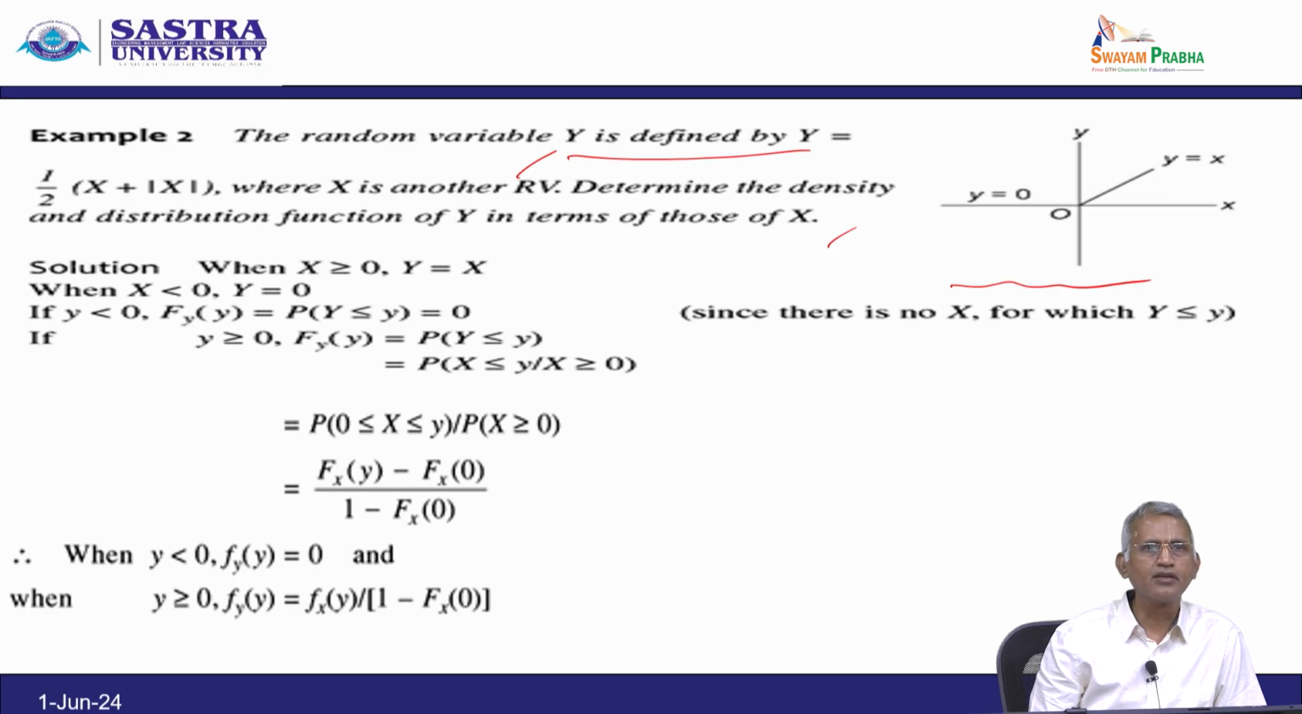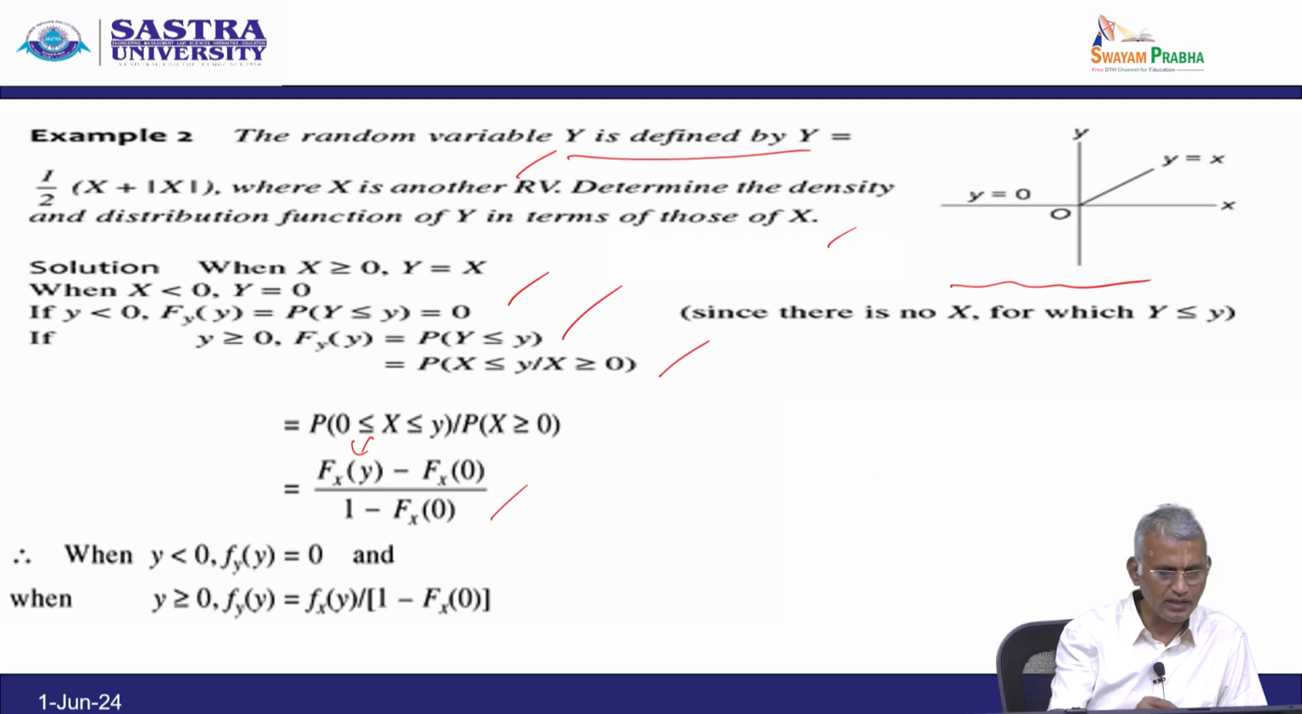So, if y is negative, then F y of y is the probability of capital Y less than or equal to y, which is equal to 0. Otherwise, F y of y equal to probability of Y less than or equal to y, which is equal to probability of x less than or equal to y, such that x is positive. So, the meaning is probability of 0 less than x less than y divided by probability of x greater than 0, which means it is a conditional probability. So, the function is Fx of y minus Fx of 0 divided by 1 minus Fx of 0.